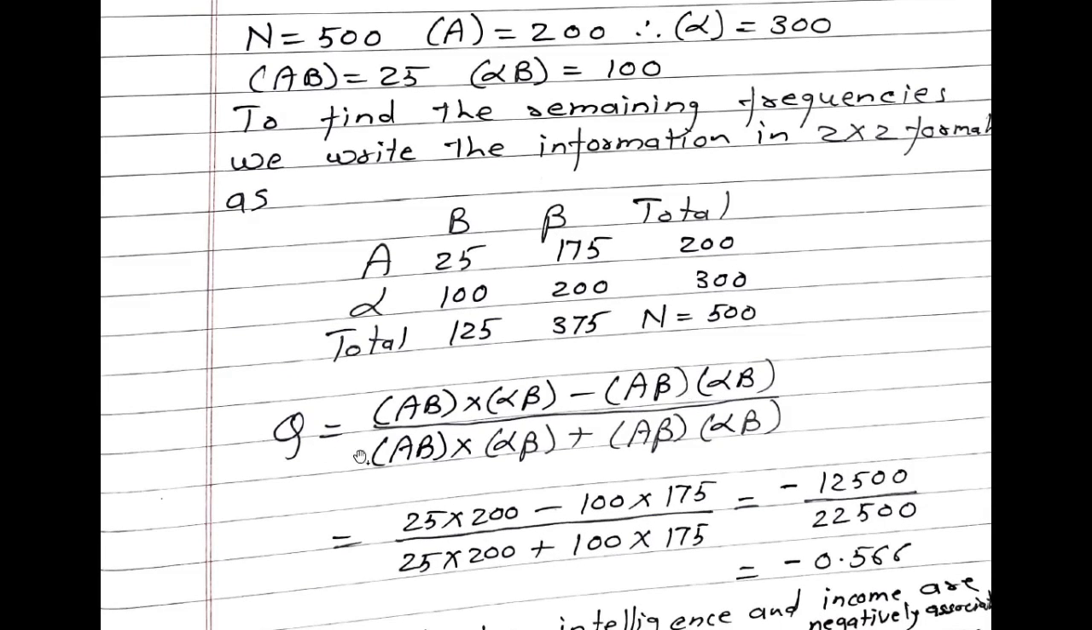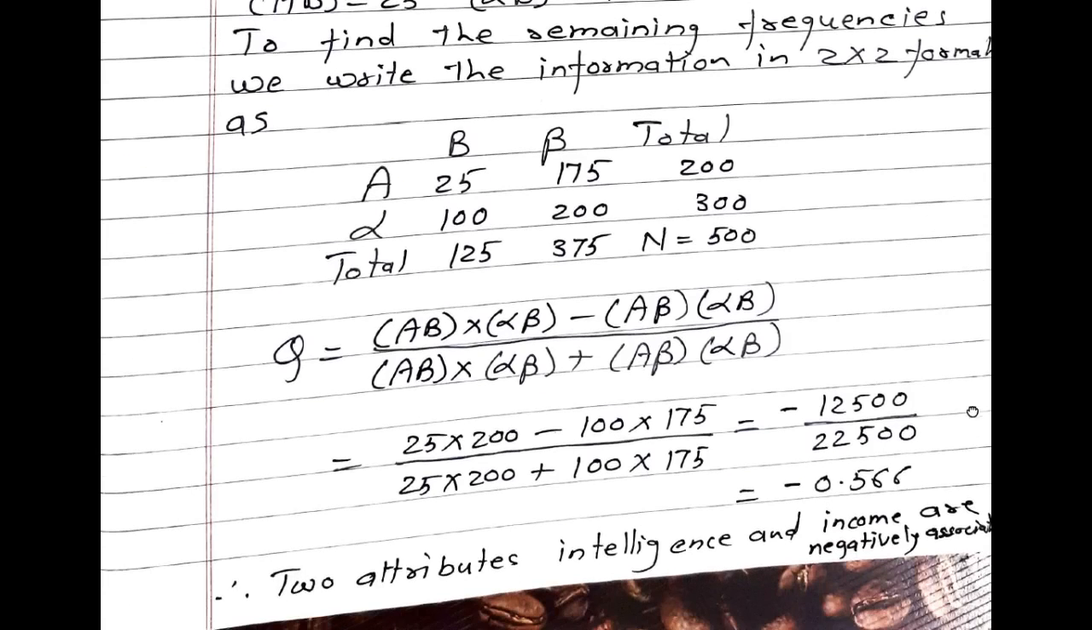Q is equal to AB into alpha beta minus A beta into alpha B divided by AB into alpha beta plus A beta into alpha B, which is equal to 25 into 200 minus 100 into 175 divided by 25 into 200 plus 100 into 175, which is equal to minus 12,500 divided by 22,500, which is equal to minus 0.566. So conclusion: two attributes, intelligence and income, are negatively associated.